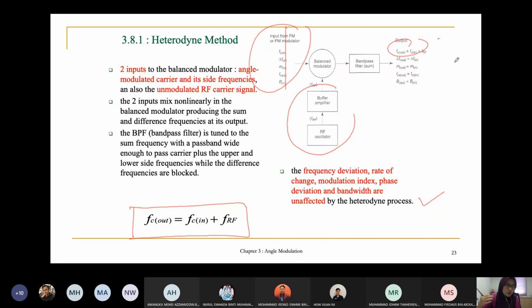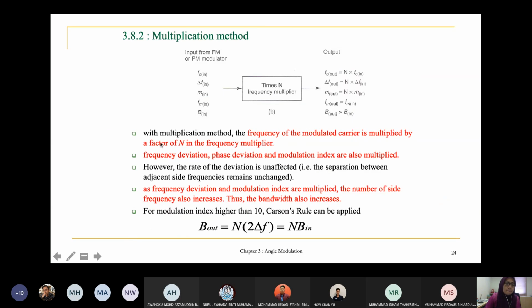Okay, the second method is the multiplication method. For the multiplication method, instead of having a balance modulator, now we have a frequency multiplier. The input to the frequency multiplier is the same, the input from the FM or PM modulator. So you have these parameters: Fc, delta F, M, FM, and also the bandwidth. But now the difference is, at the output, your Fc out you need to multiply with the multiplier n.